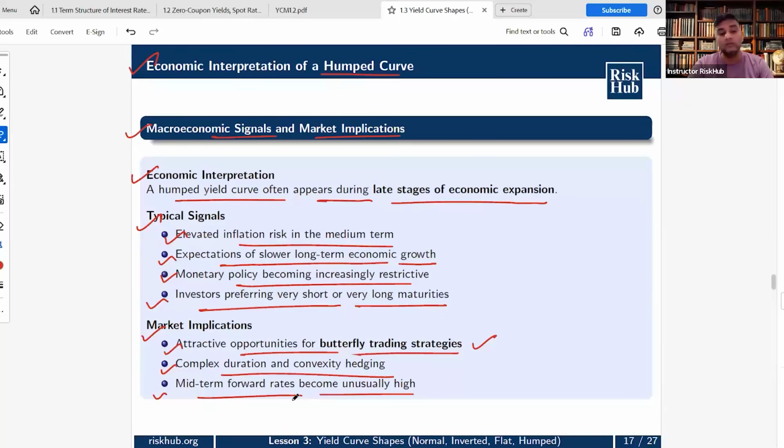Humps also form from pure supply effects at a single maturity and from central bank purchase programs that target one bucket. The shape does not carry a single macro meaning. Hedging a hump curve requires more than one duration bucket. A single duration hedge leaves the position exposed to the hump moving up or down independently of the level, right?